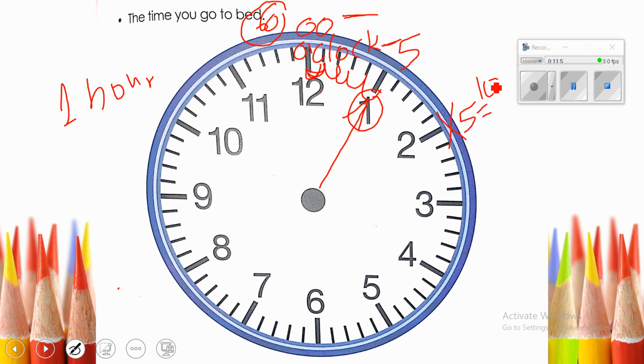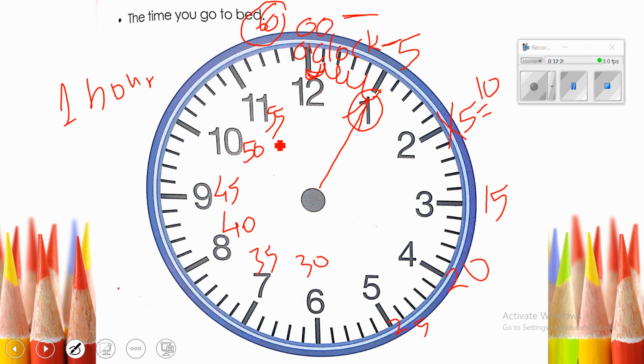So do you remember the multiples of 5? It's the same. I'm skipping by 5. How many minutes for 3? Perfect, 15. How many minutes for 4? 20. How many minutes for 5? 25. For 6? 30. For 7? 35. For 8? 40. For 9? 45. For 10? 50. For 11? 55. Perfect.